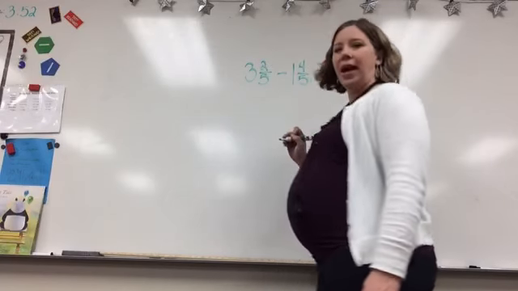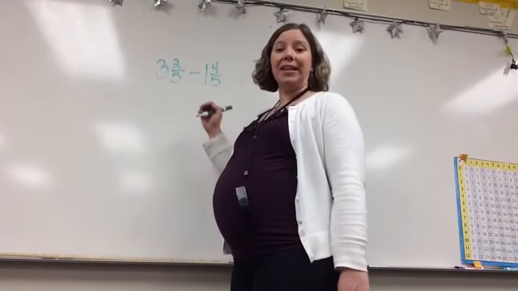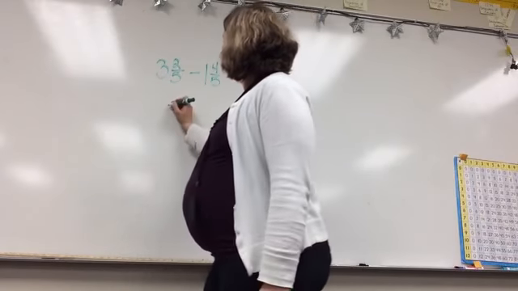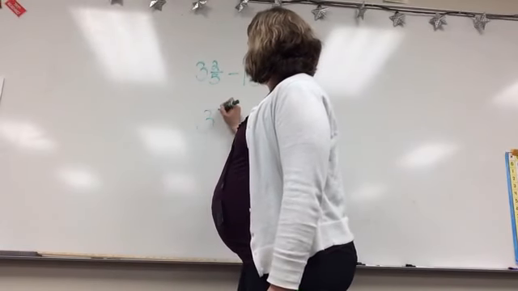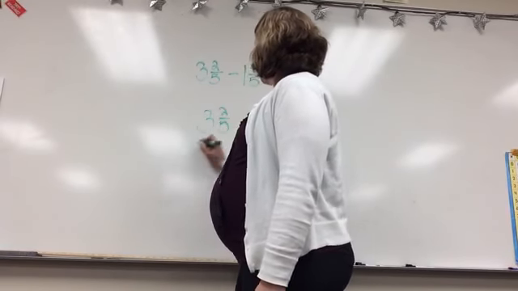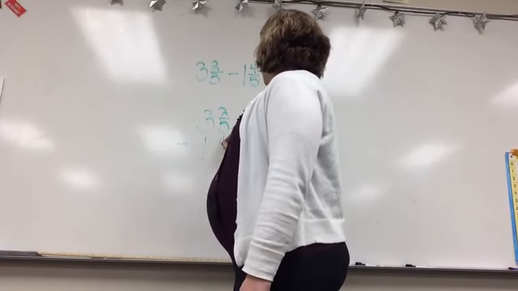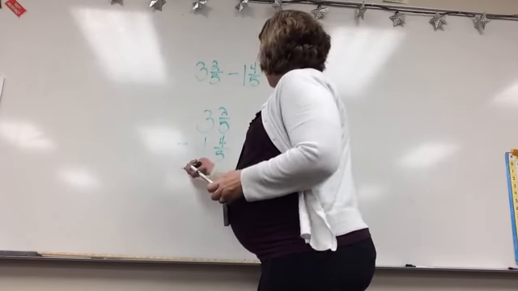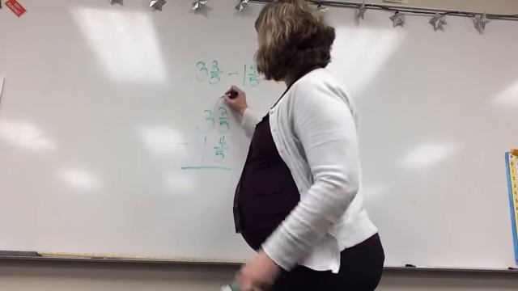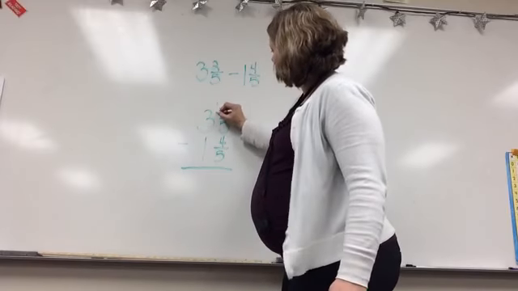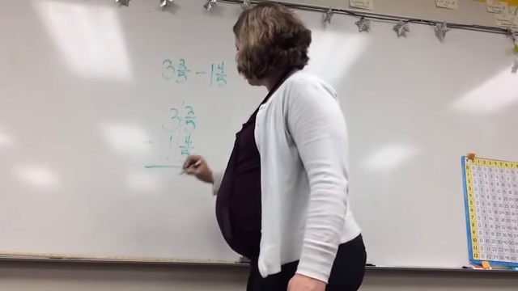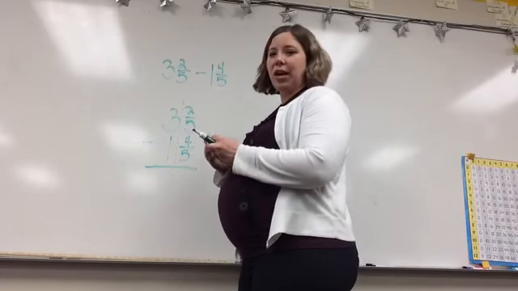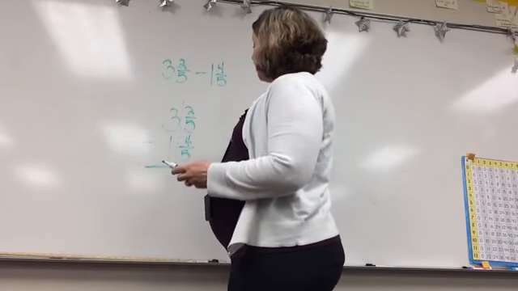There we go. A lot of times we'll see it written horizontally like this, but I think it's a lot easier if we rewrite the problem vertically. And then we can see 3 and 2/5 minus 1 and 4/5. Now if I look, I basically have two columns here. I have my fractions that I'm subtracting, and I have my whole numbers that I'm subtracting. I need to subtract both of my columns.